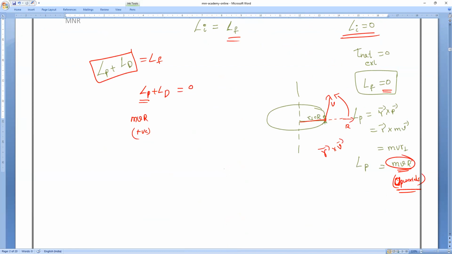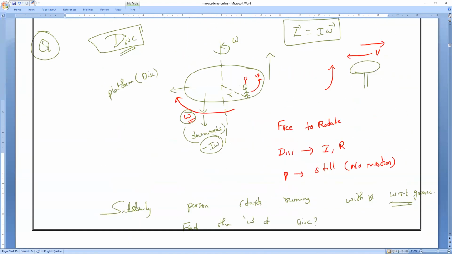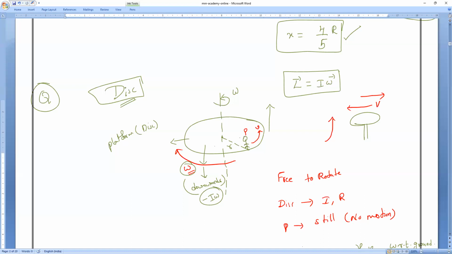So minus I omega is equal to 0. From that, m v R is equal to I omega. We want omega, so omega of the disk is equal to m v R divided by I. This is the formula for calculating the angular velocity of a disk. So please learn it. Once again, remember, if a person's angular momentum direction is upwards with respect to the ground, the disk moves in the opposite direction, so it will act in the downward direction.